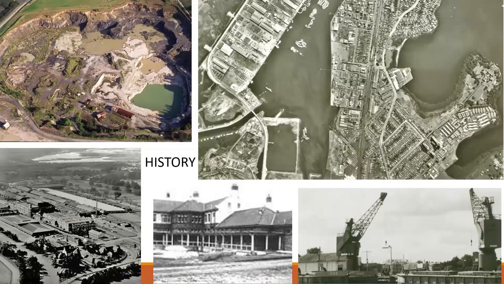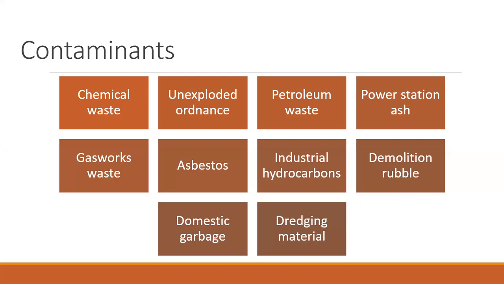The land was also used as Sydney's rubbish dump, and in the 30s and 40s, numerous chemical factories operated, including the manufacturing of oils, paints, resins, and pesticides. Some of the extent of the pollution can be seen in the bay, image top right, and the poor water quality. It is evident that from years of industrial activity, the site has numerous sources of contamination. Next slide. The contaminants found include chemical waste, petroleum waste, asbestos, industrial hydrocarbons, domestic garbage, and dredging material, among others.